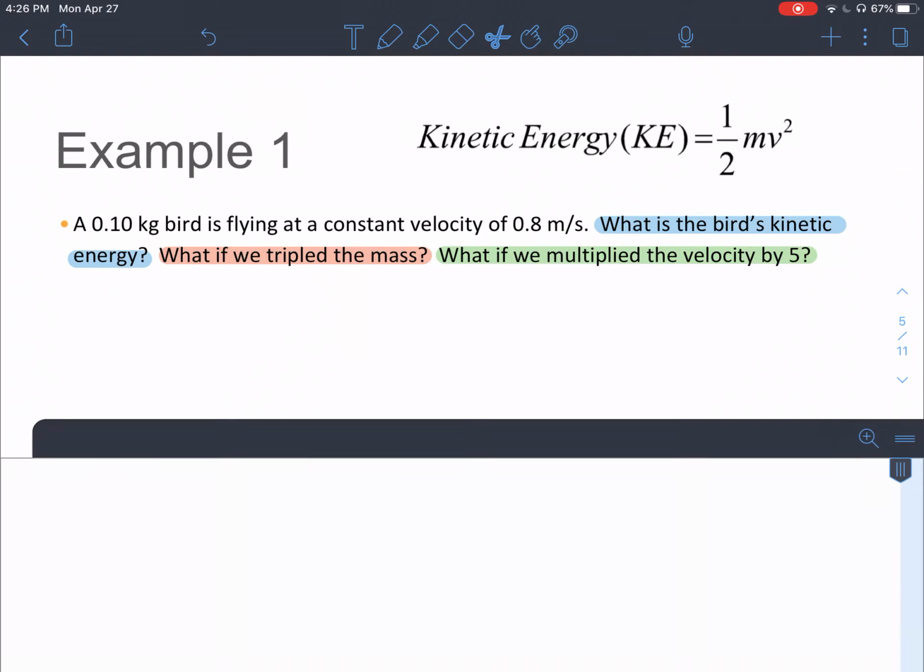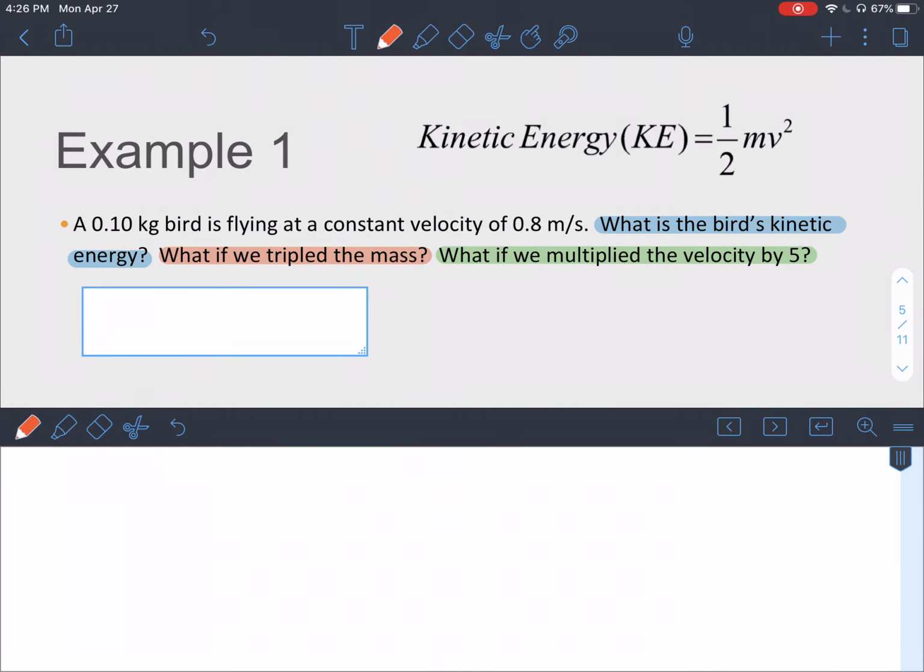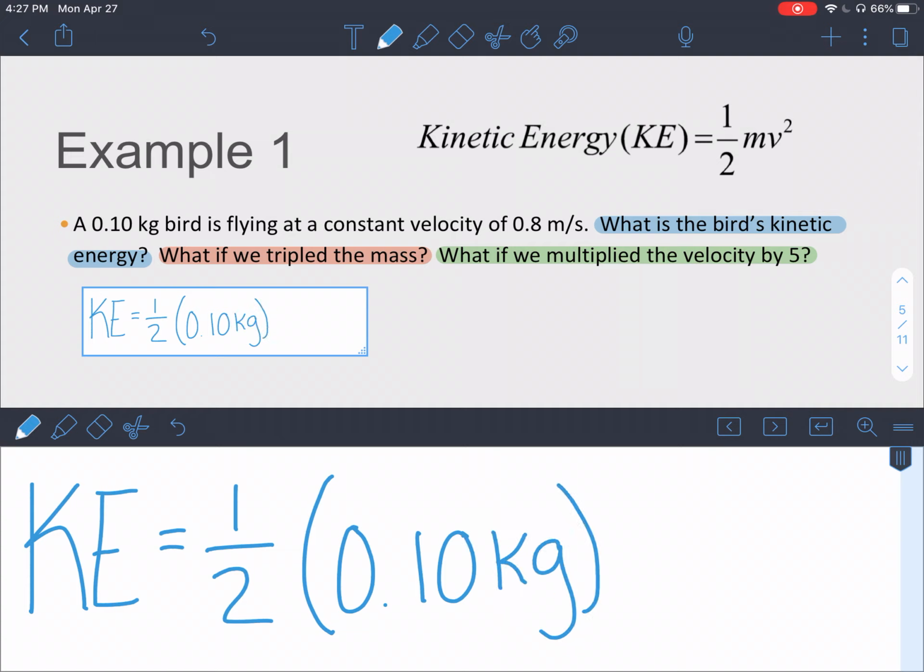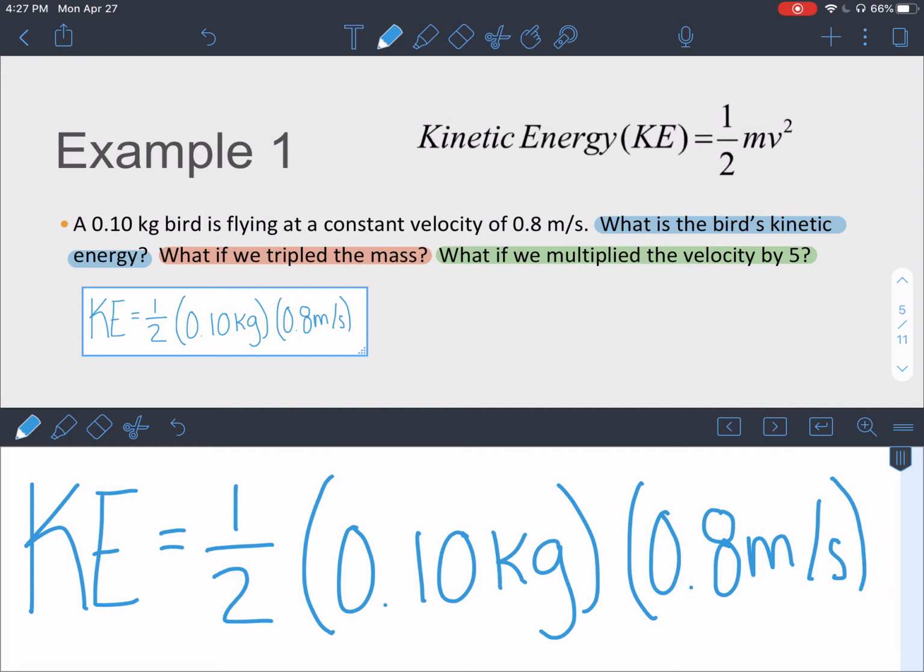All right, so first thing is to solve for the bird's kinetic energy. The question that is highlighted in blue is pretty straightforward using the equation that kinetic energy is equal to 1/2 times the mass, which is 0.10 kg, multiplied by the velocity, which is 0.8 meters per second. And if I said acceleration, I meant velocity. Sorry about that. And then that is squared.